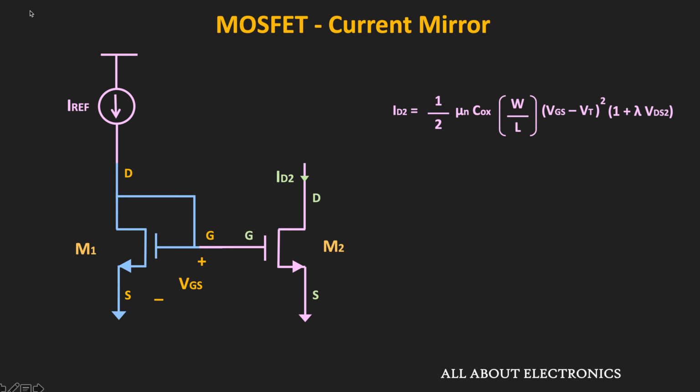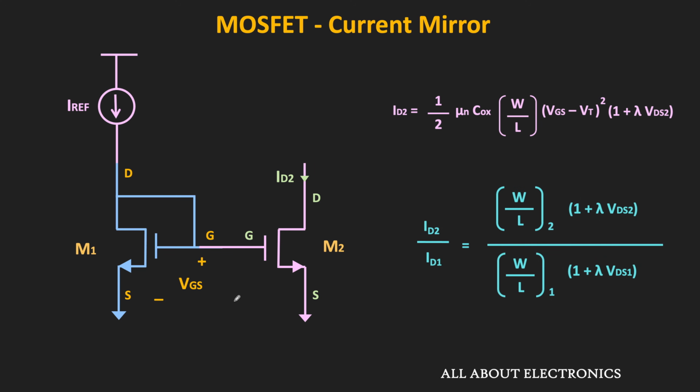Now typically, the current mirror circuit is used in the integrated circuits. So in the IC, we can fairly assume that the threshold voltage Vt as well as the channel length modulation coefficient lambda is same for all MOSFETs. Moreover, here this gate to source voltage is also same for both MOSFETs. So considering the different W/L ratio for these two MOSFETs, the relationship between the drain current ID2 and this ID1 can be given by this expression, where here this ID1 is same as the I reference.